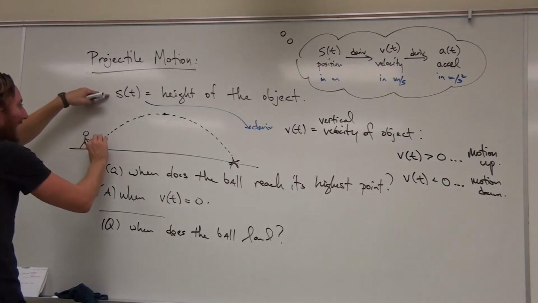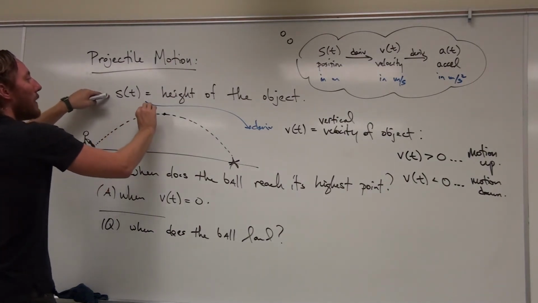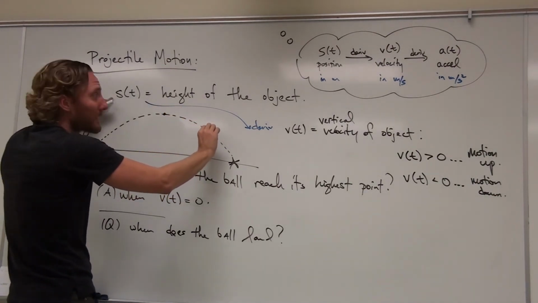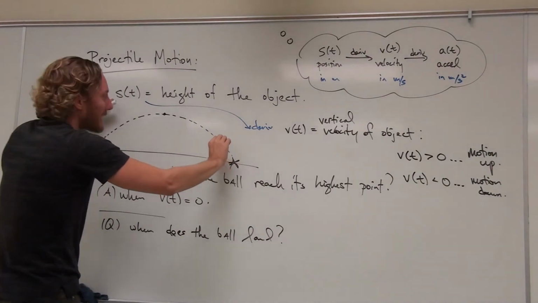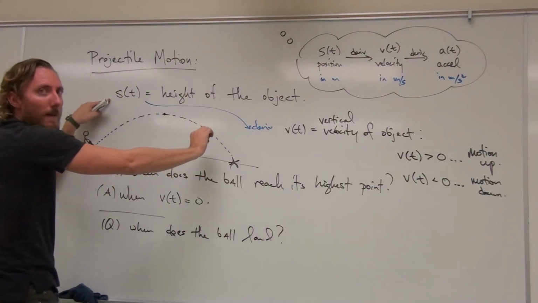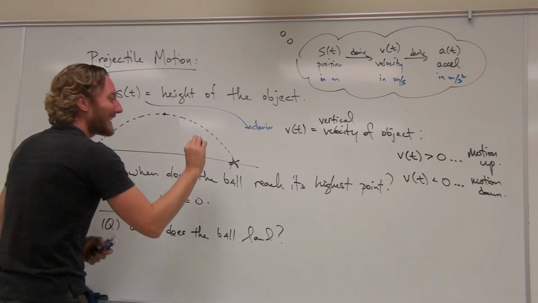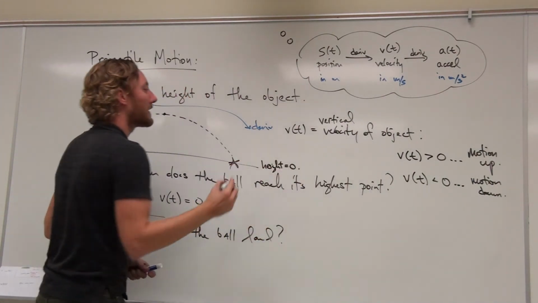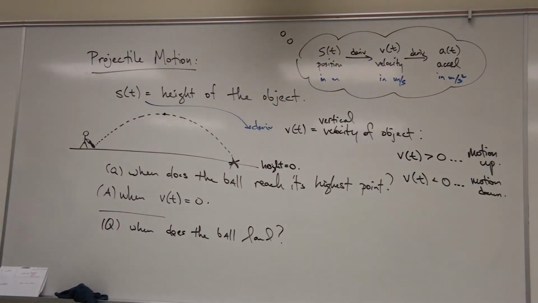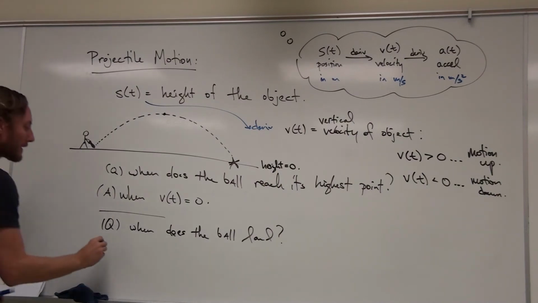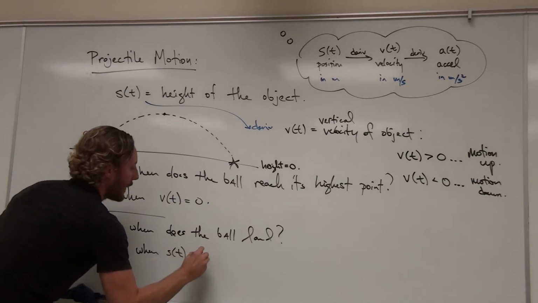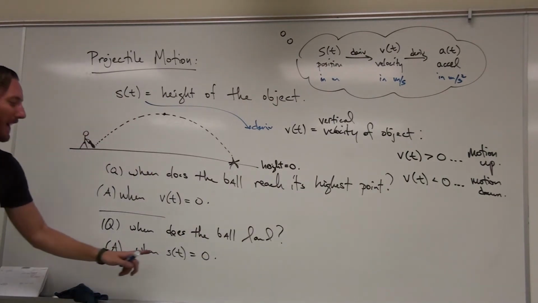And we have something that can tell us what the height of the object is. So when the ball is hit, the height is going up and is positively changing. When the ball starts falling down, the height is still positive, but now is changing negatively because the height is falling. But when the ball hits the ground is precisely when we are at a height of 0. That's precisely when our position function is 0. So when does the ball land? The ball lands when the position function is at 0, when the height is at 0.